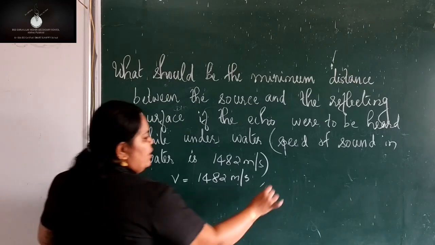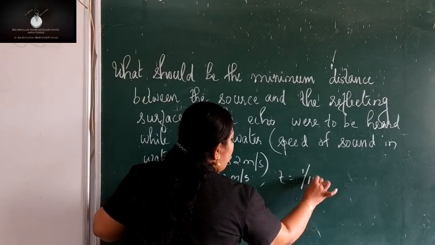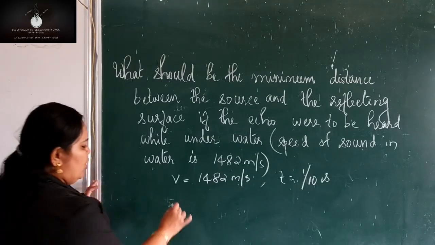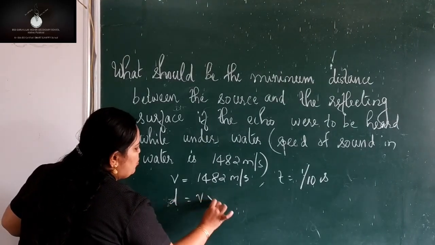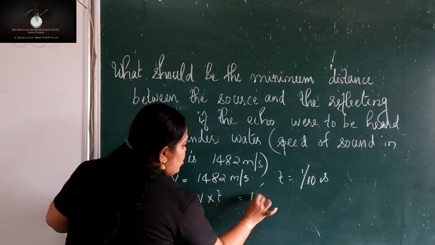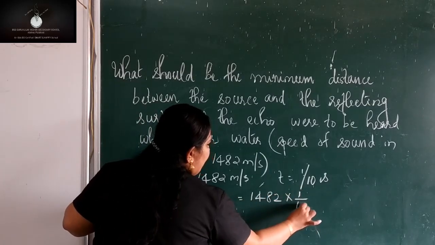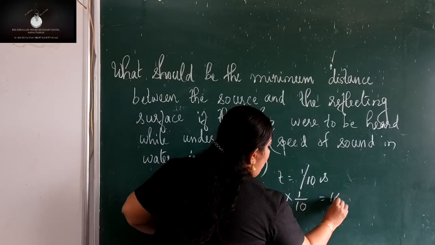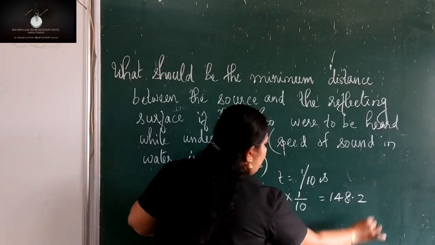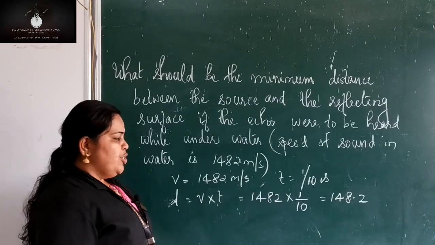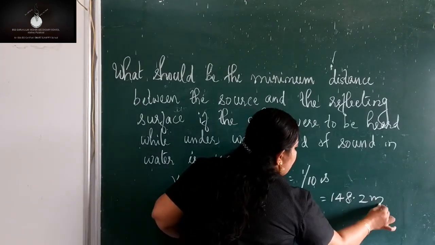And what is the time? Time T is equal to 1/10 seconds. So we have to calculate the distance. We know distance D is equal to speed into time, which is equal to 1482 into 1/10, which is equal to 148.2 meter. Okay, this is the total distance.